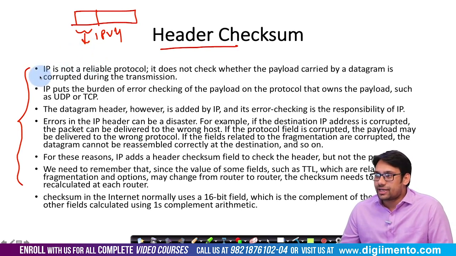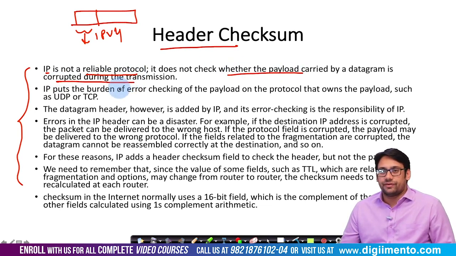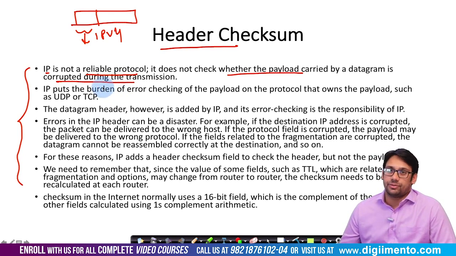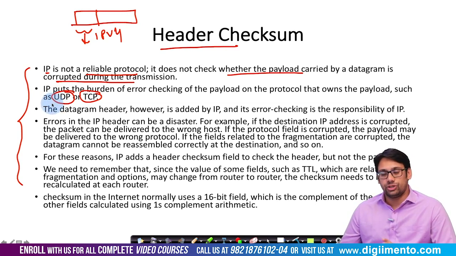Now we understand that IP is not a reliable protocol, so it does not check whether the payload carried by the datagram is corrupted or not. It only checks whether the header is corrupted or not. It is the responsibility of TCP or UDP to check whether the payload is corrupted, but IPv4 only checks whether the header is corrupted.